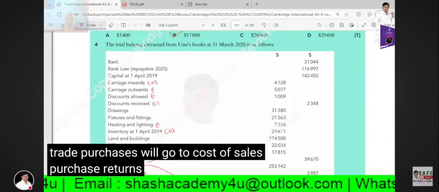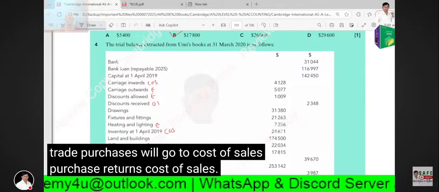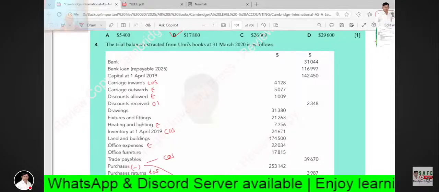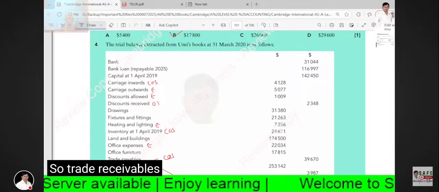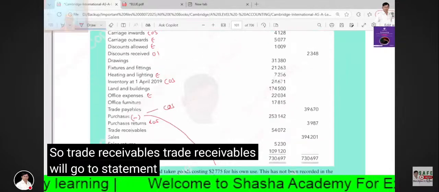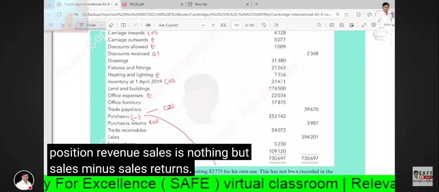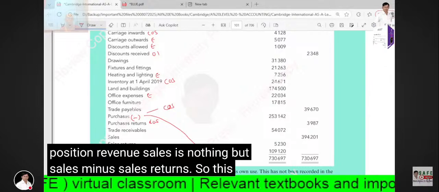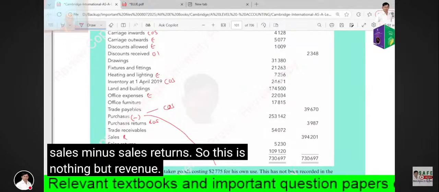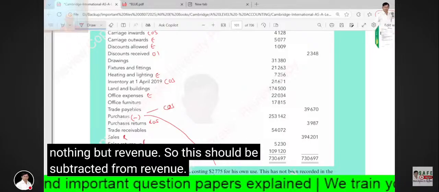Next one, B. This is part A. This is part B. Calculate the closing capital using the listing approach. If a profit for the year of 26,390 has been made. So you can try on your own based on your understanding.